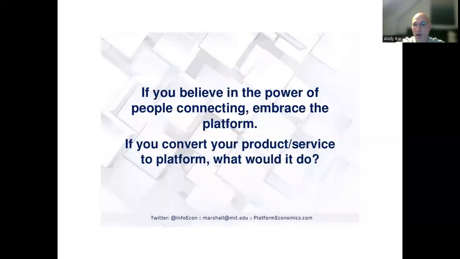Now, if you believe in the power of people connecting, embrace the platform. If you convert your product or service to platform, what could you do? This is a very important question for all entrepreneurs.